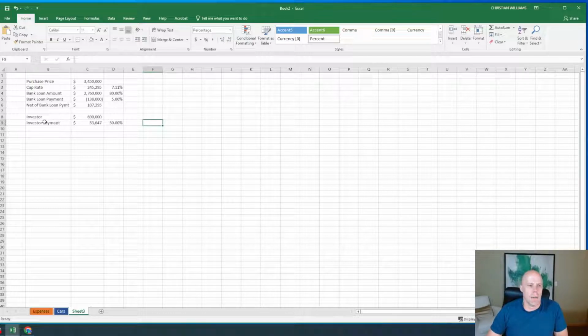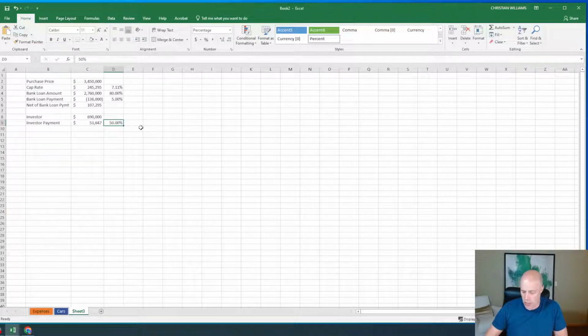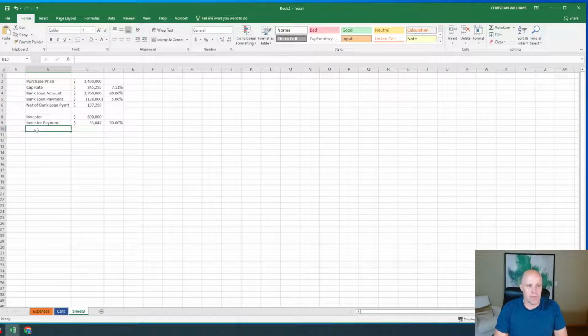So anyway, we've got investor payment now. If we need to, we can just change this number and say, well, maybe we need to give them 70% to make it worth their time. And we put that in there. Now we know that our investor payment would be 75%. But let's go ahead and leave it at 50%. And then we're going to say, type in your name here. So your name, take home.